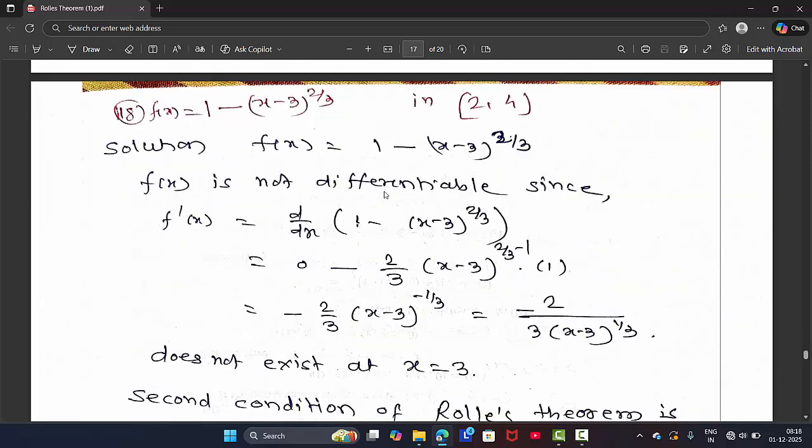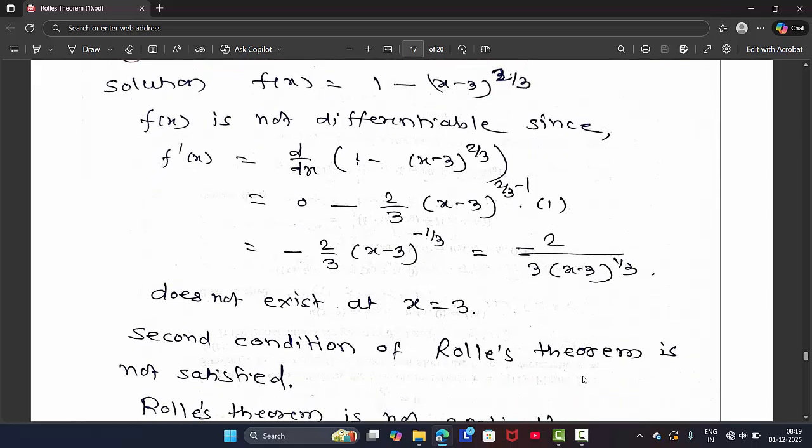18th problem. f x equal to 1 minus x minus 3 raised to 2 by 3 in closed interval 2, 4. f x is continuous, but f x is not differentiable since f dash x equal to derivative of 1 minus x minus 3 raised to 2 by 3. Derivative of 1 is 0, and derivative of the next term is 2 by 3 x minus 3 raised to 2 by 3 minus 1 into 1, which is nothing but minus 2 divided by 3 into x minus 3 raised to 1 by 3. And if we put x equal to 3, this value becomes infinity, which does not exist at x equal to 3.